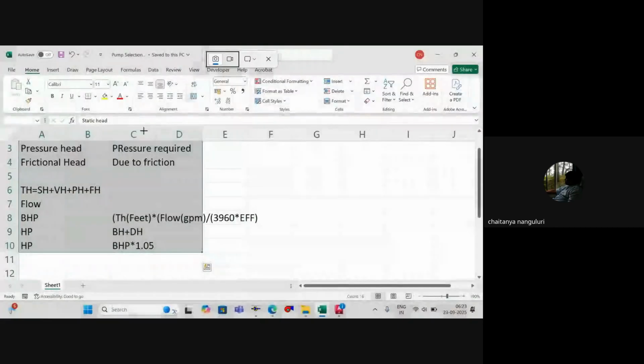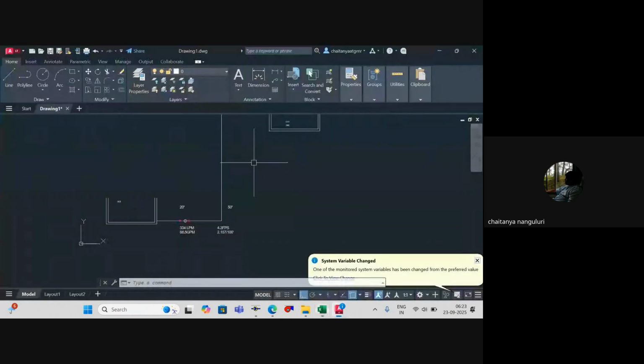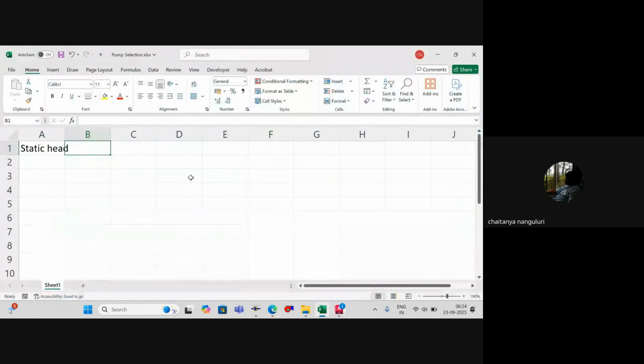So now let's calculate all these values. So now static head. What is the static head here? That is against the gravity. How much is it against the gravity here? 50 feet. So automatically, this 50 feet is the static head. You agree? Yes.